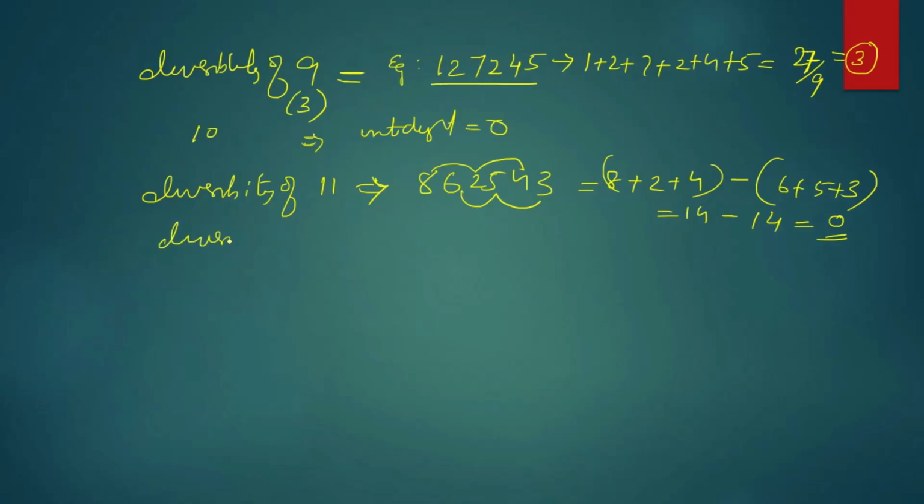And divisibility of 12. In order to check the divisibility of 12, you have to check whether the number is divisible by 3 and 4. Both should be satisfied. If the number is divisible by 3 and also 4, then the whole number is divisible by 12. So these are some of the common rules of divisibility. You have to clearly understand the divisibility of 11, 9, 3, 4, etc. Then we are going to some of the problems.